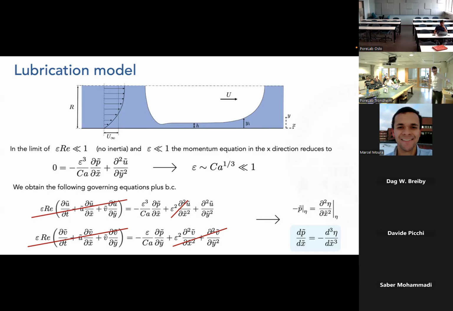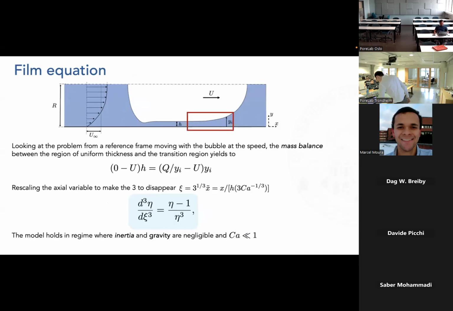So now, thanks to this simplification, we also have an idea of how small epsilon is. And if we do the same also on the boundary condition of the problem, you get that the pressure in this limit is just equal to the second derivative of the bubble shape, which is indeed the curvature. And so the pressure gradient is the third derivative of the profile of the film. This is the main idea of the theory.